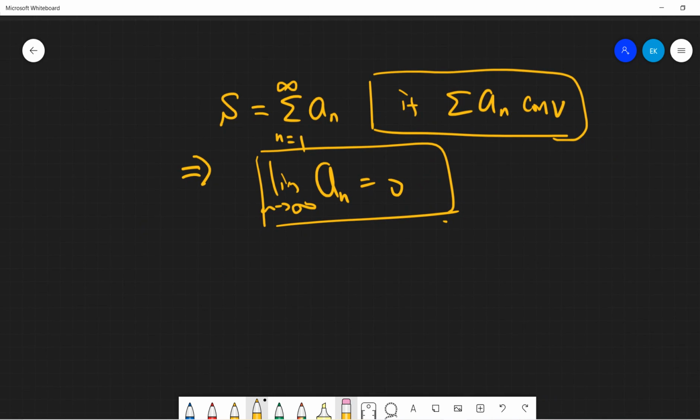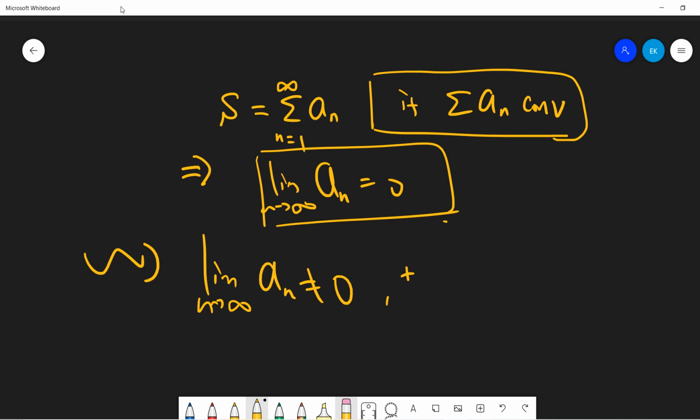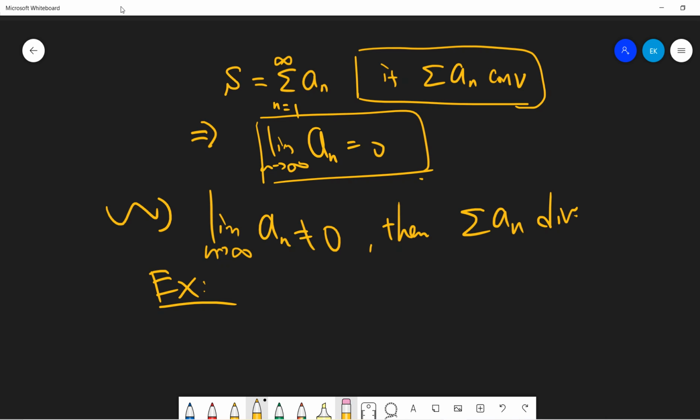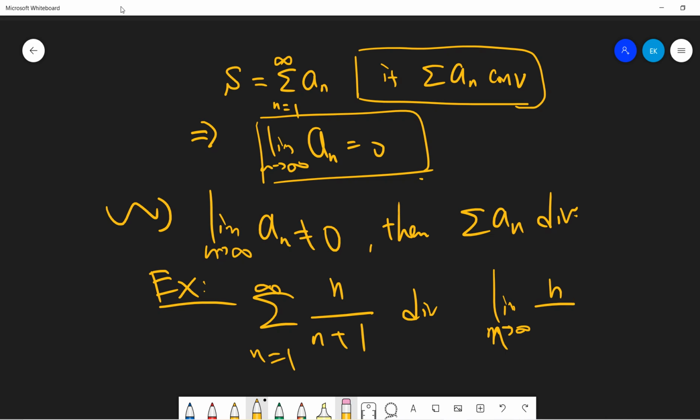This has an implication: if the limit as n goes to infinity of a_n is non-zero, then the sum of a_n diverges. The first example is a simple one. Suppose you take the sum of n divided by n plus 1 from 1 to infinity. It diverges, since the limit as n goes to infinity of n divided by n plus 1 is 1, so it's non-zero.